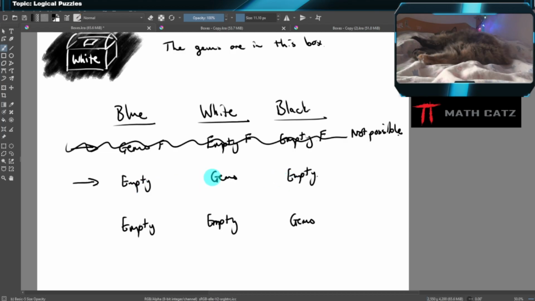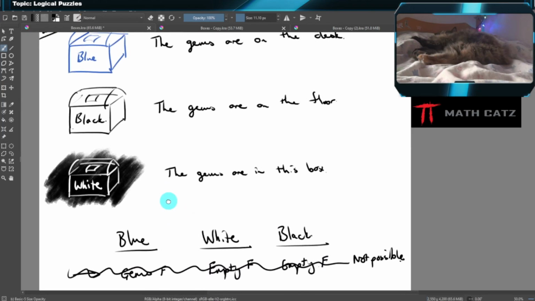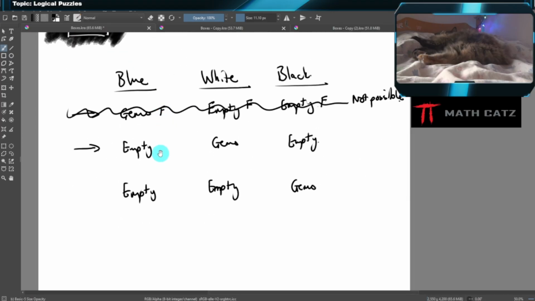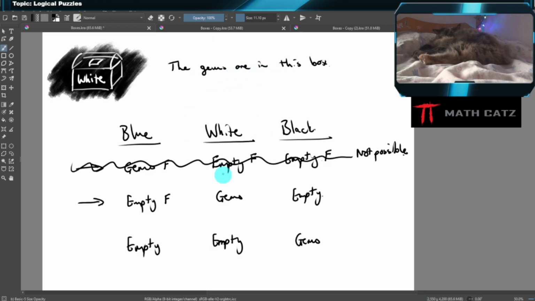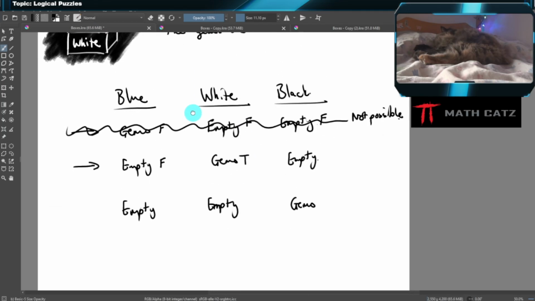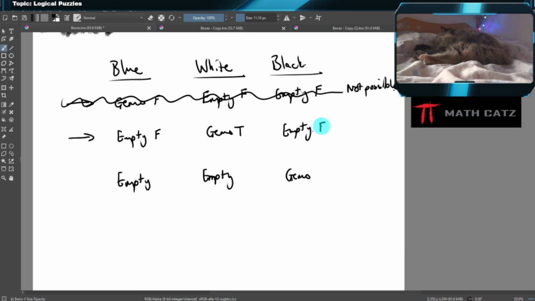Empty, gems, empty. Blue says the gems are on the desk. No, the gems are in a box, not on the desk. Regardless of the contents of blue, its statement is false. White says the gems are in this box. Given this that I'm exploring, that is true. Black says the gems are on the floor. No, they're in a box. So, given all the information I have, at least one of these is true and at least one of these is false. This is certainly possible.